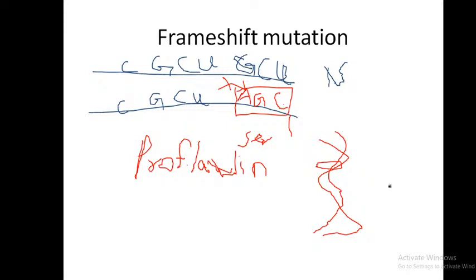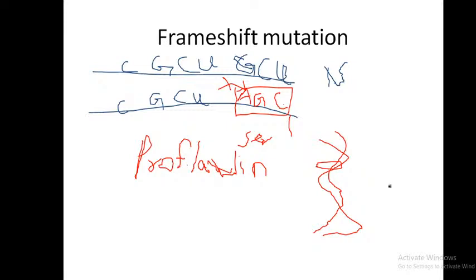But compared to the other things, frame shift is more dangerous. Maximum changes, the body has the inherent capability to cure.